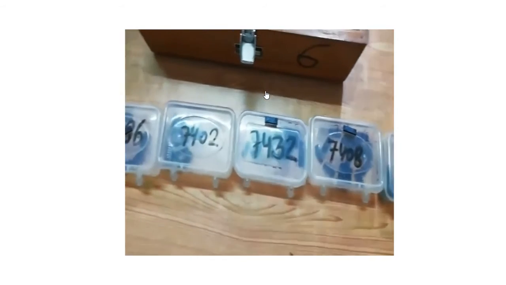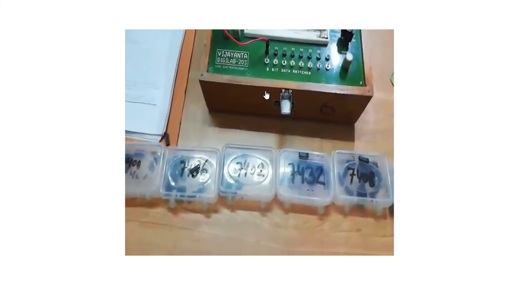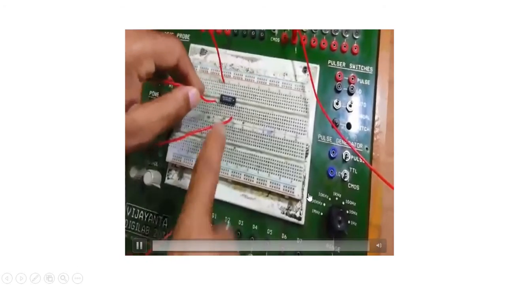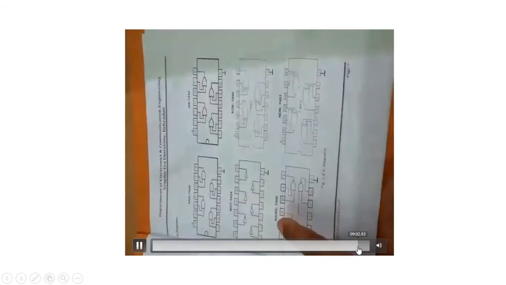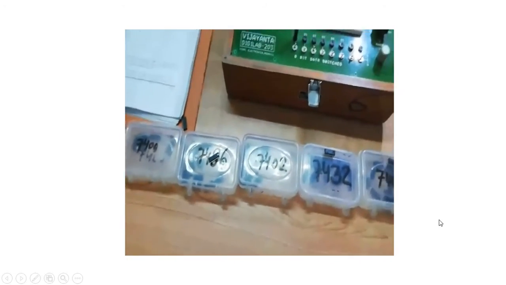Now we can verify the other basic gates in the same way. This way you can verify different gates in a similar fashion. So this way you can verify the truth table of all basic gates on hardware.